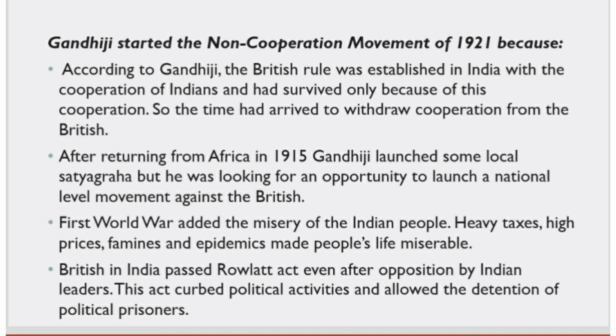The British in India passed the Rowlatt Act even after the opposition by Indian leaders. This act curbed political activities and allowed the detention of political prisoners. This Rowlatt Act was opposed by the Indian leaders with a long time of revolts, protests and hartals.